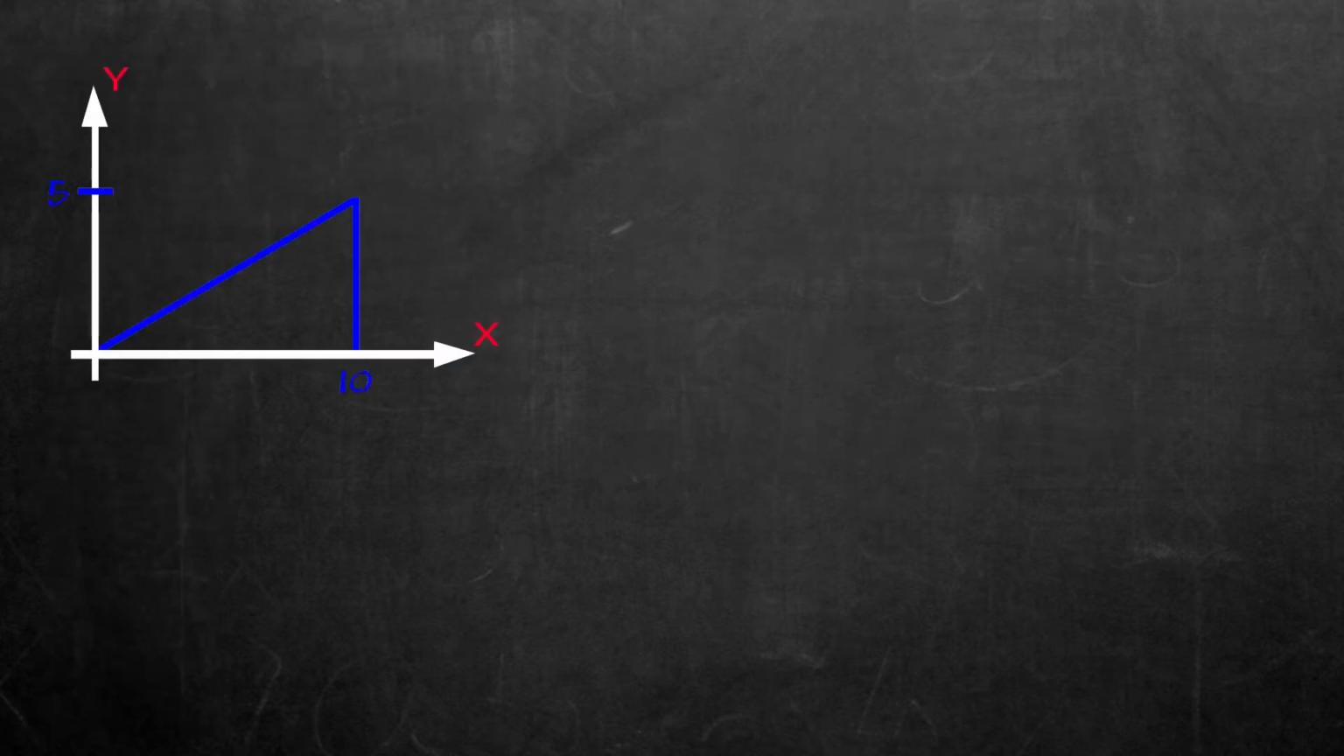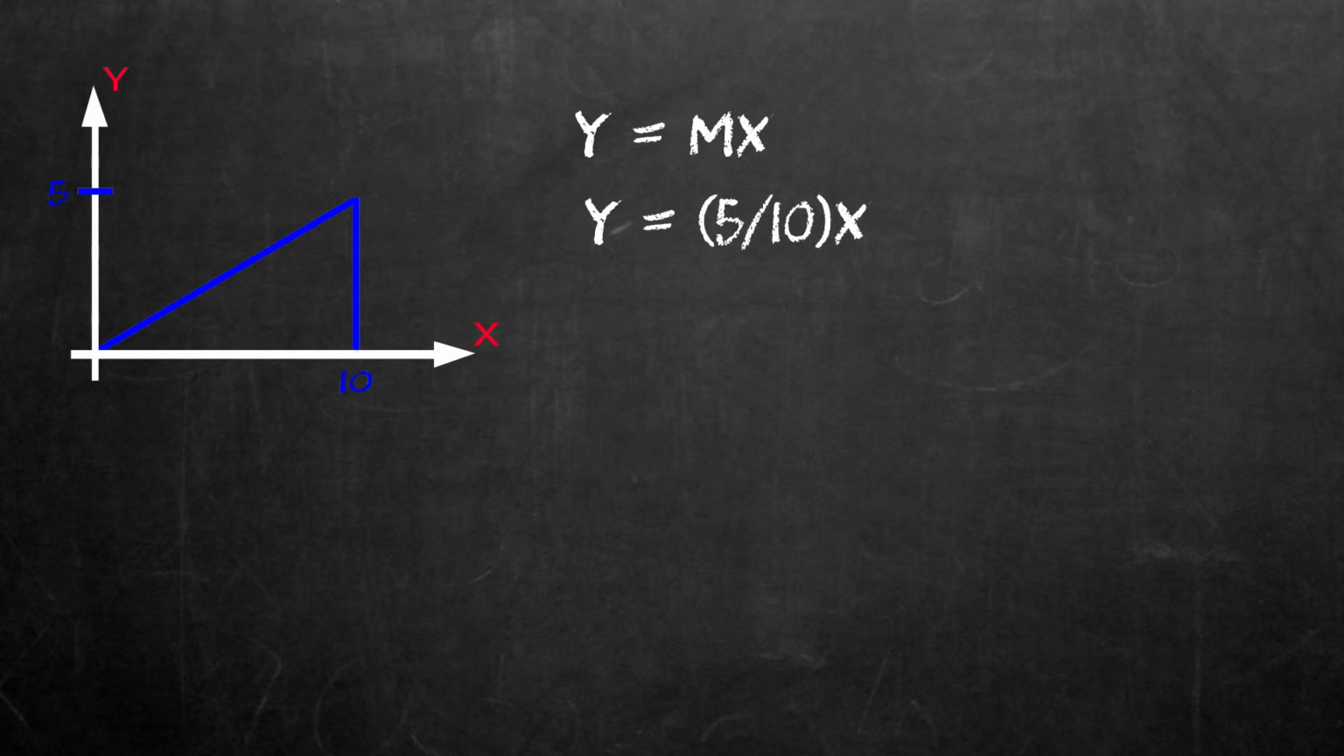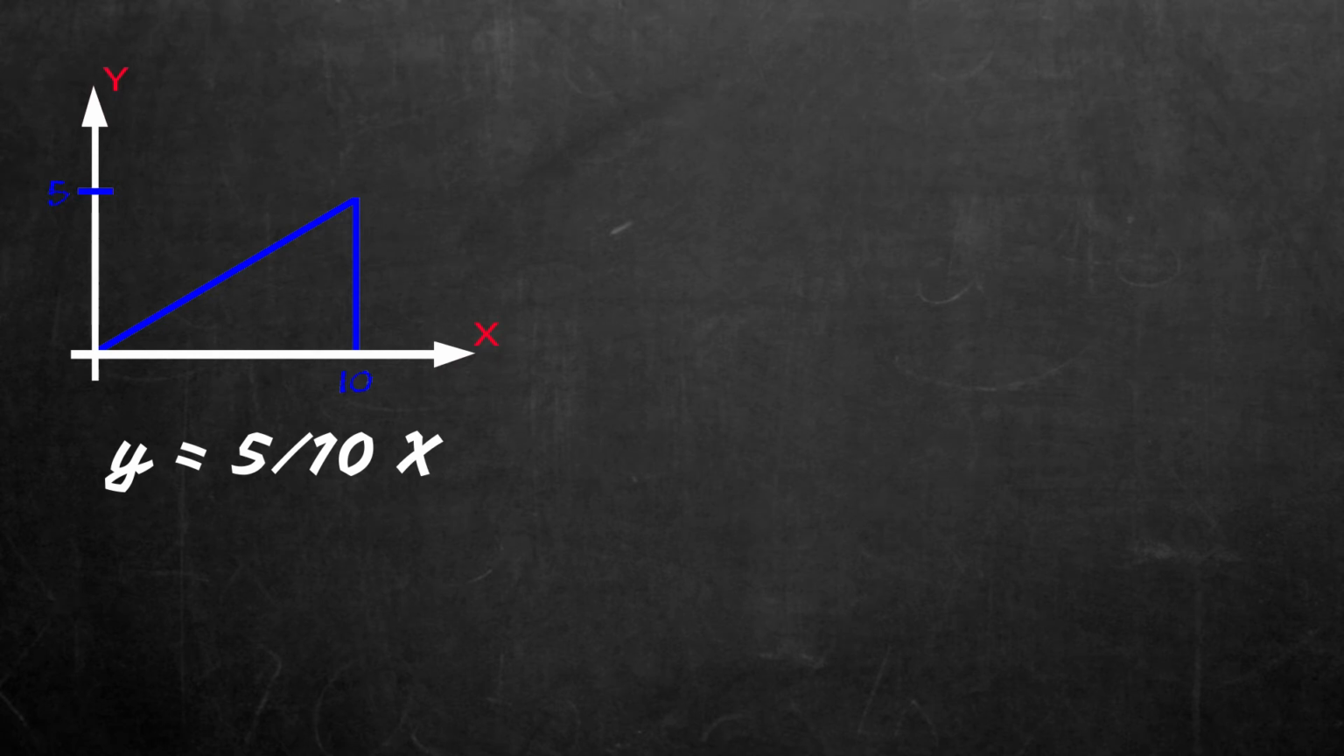So, to solve this question, first, to find the volume, we must find the gradient, which is m. The formula of the gradient is y equals mx plus c, but c is equal to 0, so we put it 0. Then the equation becomes only y equals mx. So the answer is y equals 5 over 10 x. Now we have the gradient. So now we're ready to find the volume.